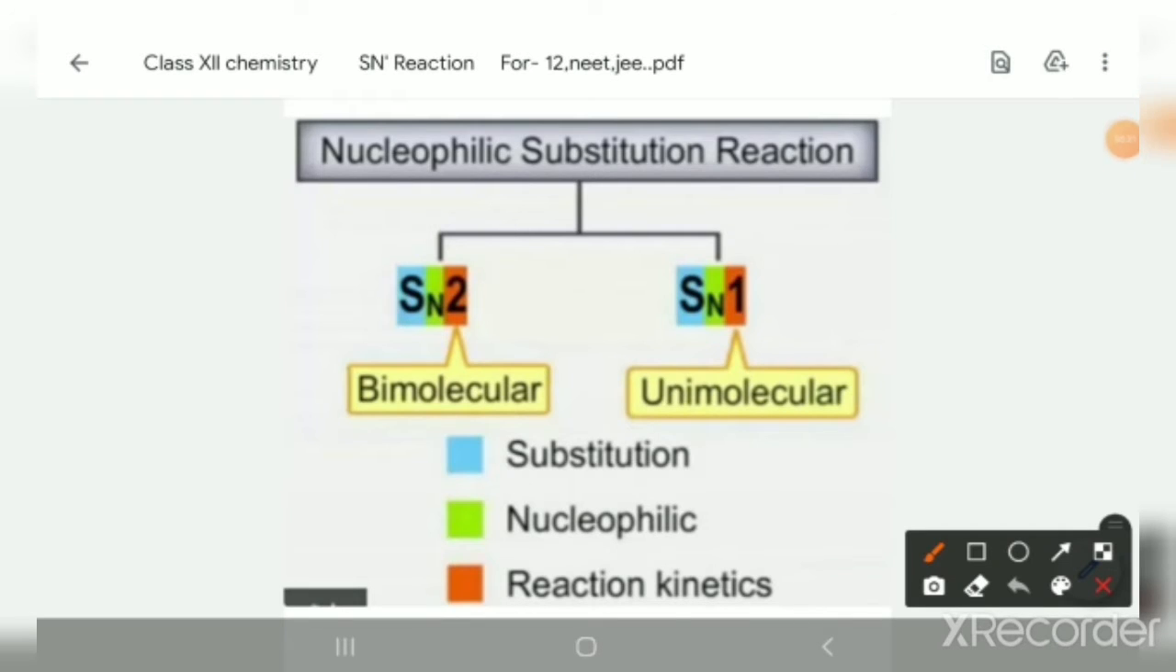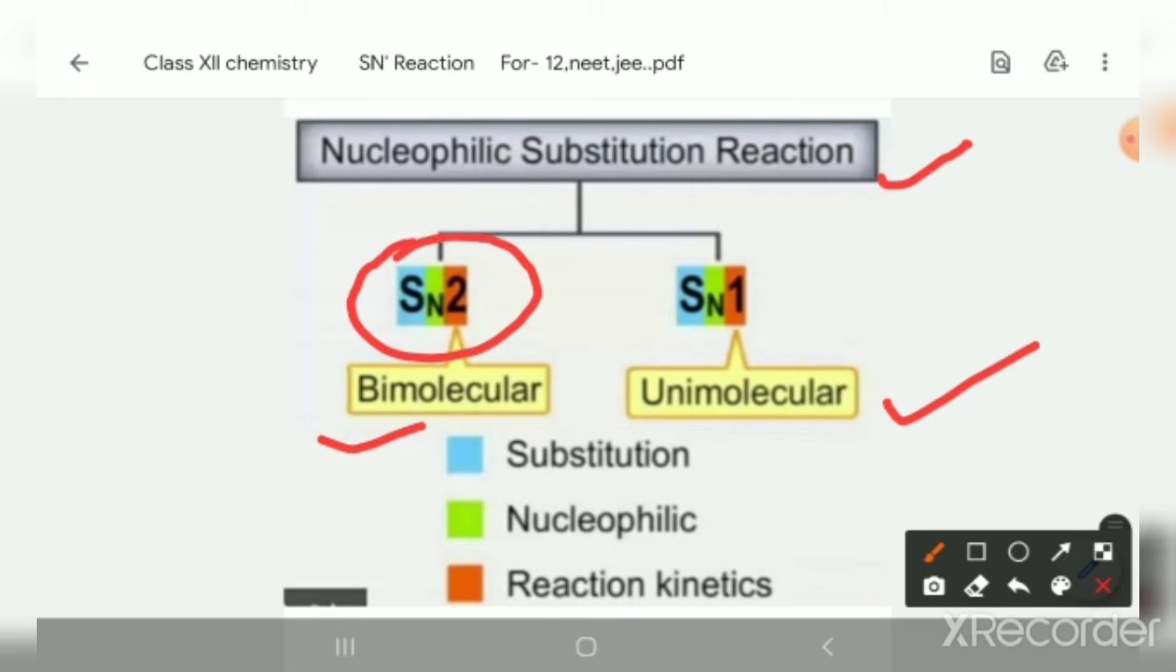Now see here, nucleophilic substitution reaction is divided into two categories: bimolecular reaction and unimolecular reaction. Bimolecular reaction is denoted by SN2, unimolecular reaction is denoted by SN1. The full form of S is substitution. Here the color is given, and the nucleophile, you know, having electron density or electron rich atom or group of atoms in the form of a lone pair or minus charge.